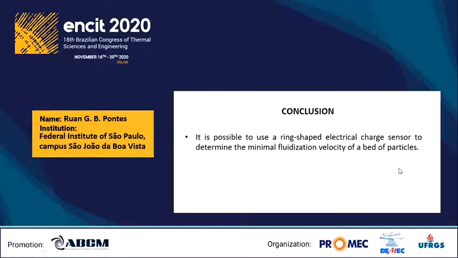In this work, two adaptations of the Punchot et al. method were proposed to determine the minimal fluidization velocity. In the first, a log scale was used instead of a linear scale for the superficial gas velocity, and in the second, in addition to the use of a log scale, a new perspective was also used to determine the minimal fluidization velocity by the use of electrical charge signals. Considering the results obtained through the experimental method, it is possible to conclude that it is feasible to determine the minimal fluidization velocity of a fluidized bed using a ring-shaped electrical charge sensor.